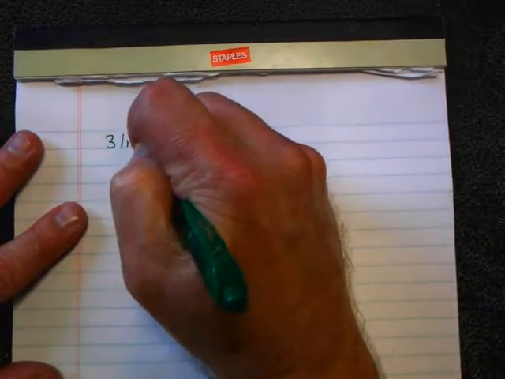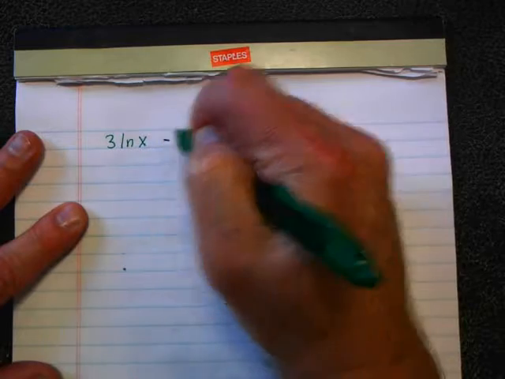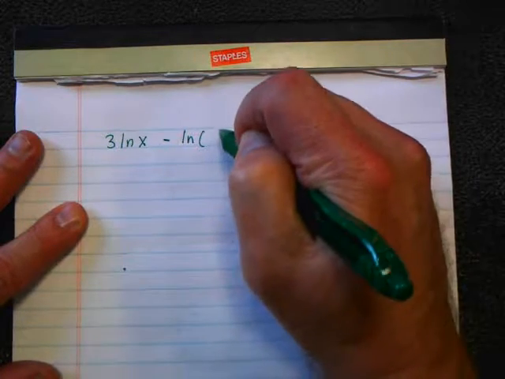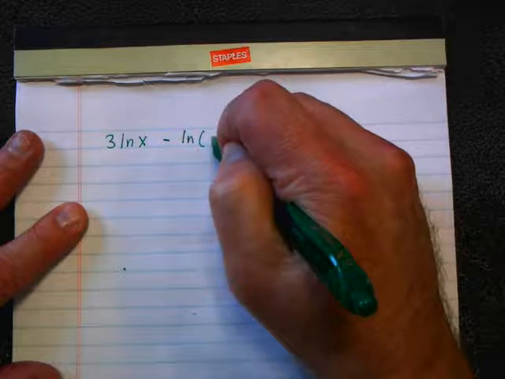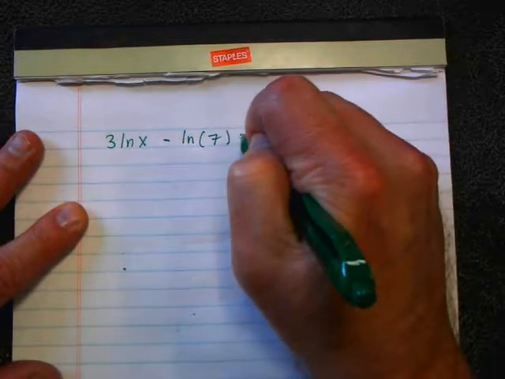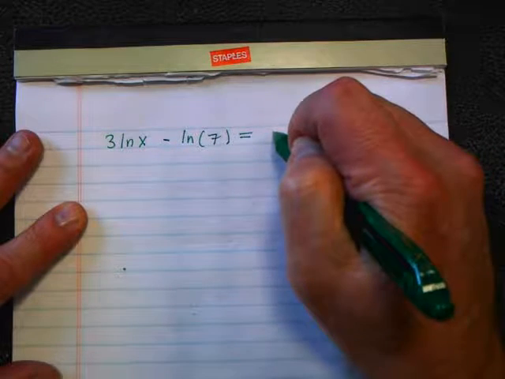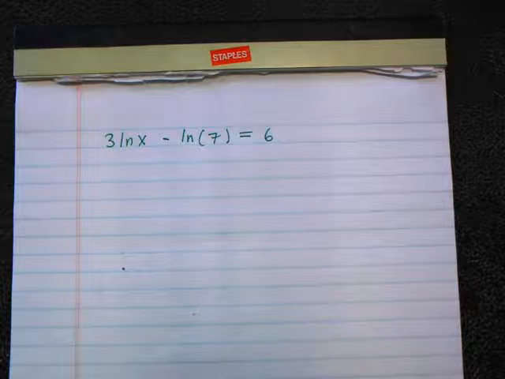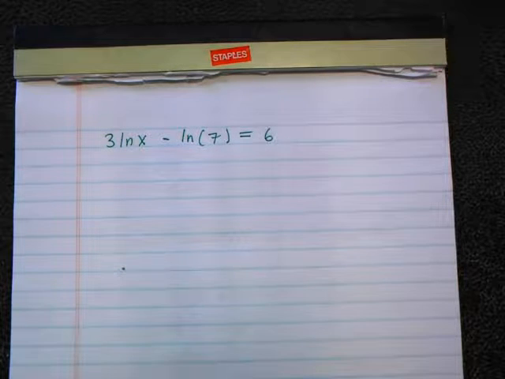ln. Oh, let's do this again. 3 ln x minus ln of 7 equals 6. All right. How would you solve that equation? ln.